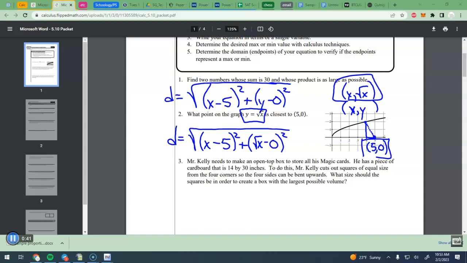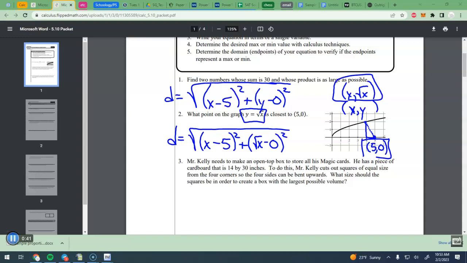So if you read through the next one, I'm trying to create that. I'm cutting a square out from every corner, pretending this is a 14 by 30 sheet of cardboard. And then if I fold up the parts that are left here, it makes a little box, right? Without a top, but it makes a box.